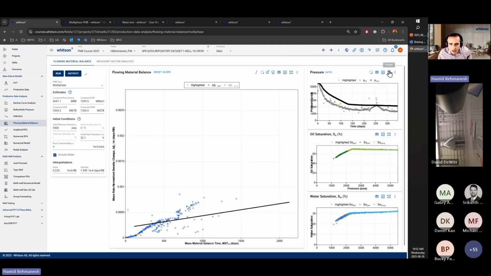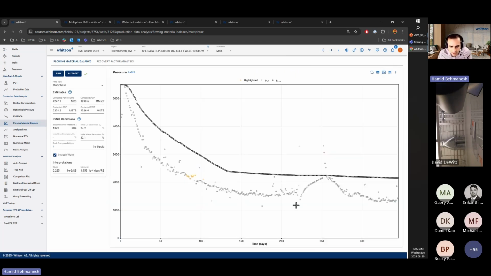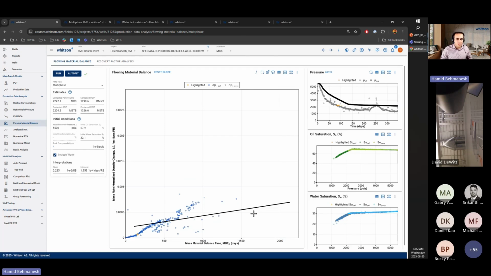So you see now I'm feeling comfortable that I'm honoring my build-up. This is basically flush production, so we can safely ignore this, but I am honoring this one. So this is the minimum reserve that the well has been exploring so far, and if I let it produce a little bit longer, the data will show up and align themselves along this line.